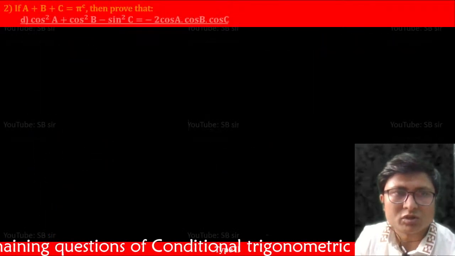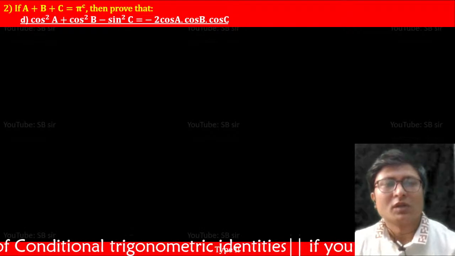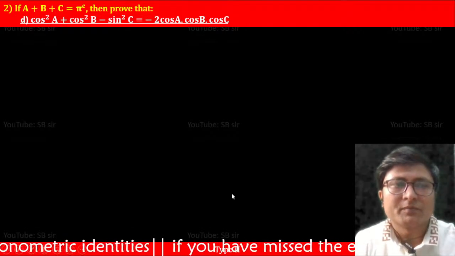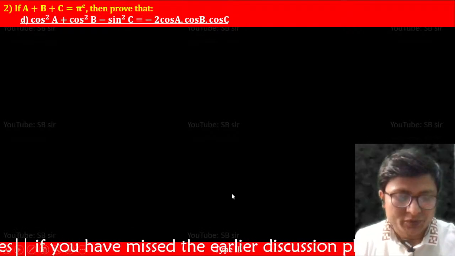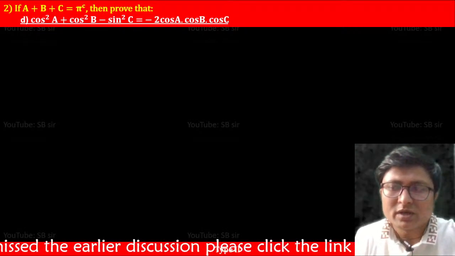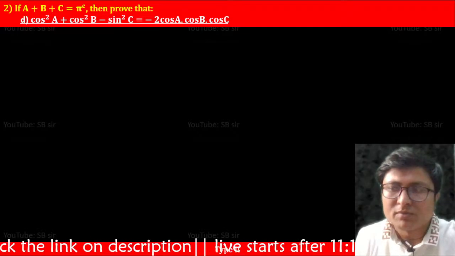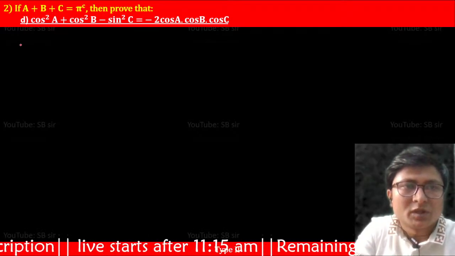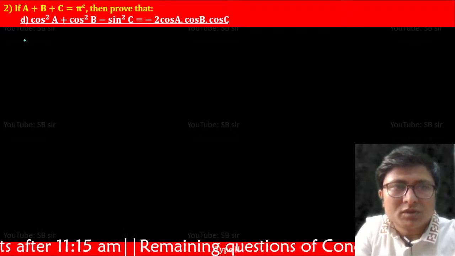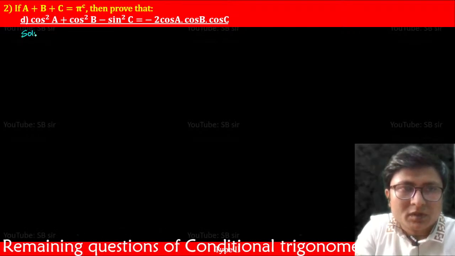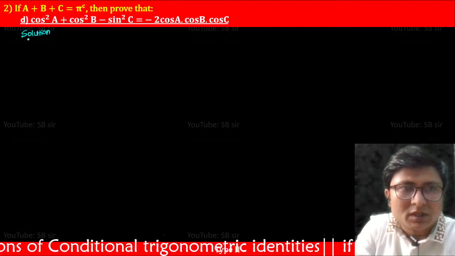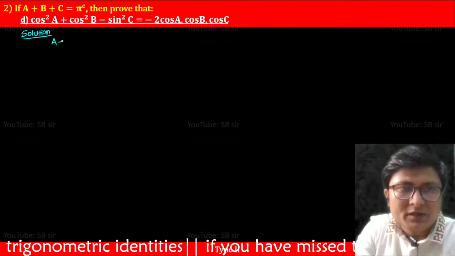So let's discuss this question number 2D. In question number 2D, we have: if A plus B plus C equals pi radian, then prove that cos square A plus cos square B minus sin square C equals minus 2 cos A cos B cos C. So let's begin with the solution. Solution given is A plus B plus C equals pi radian.